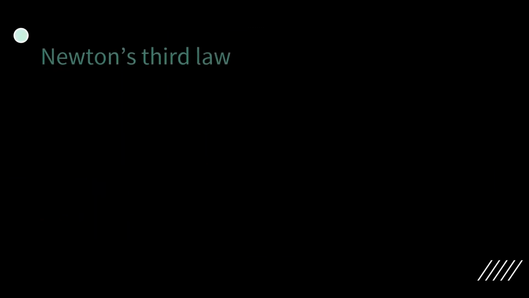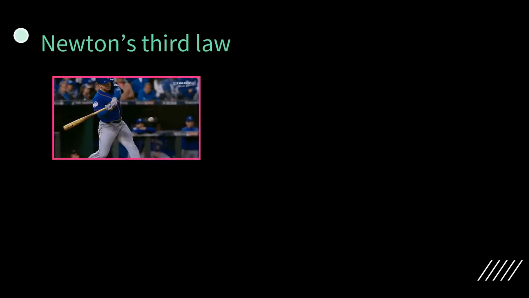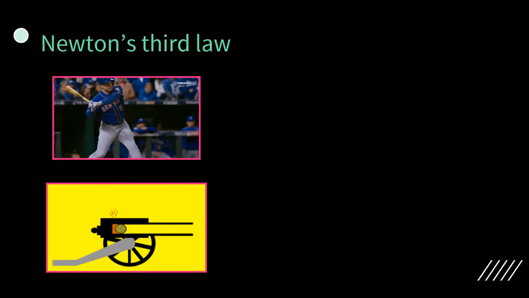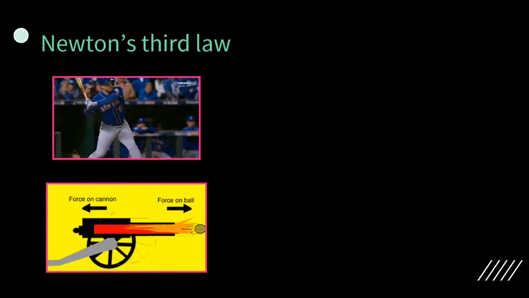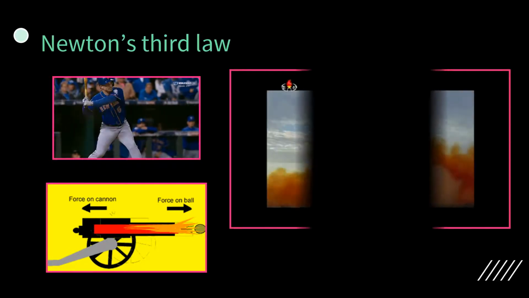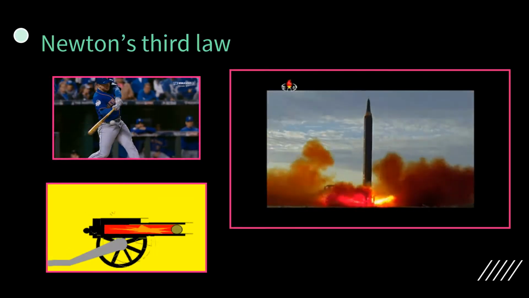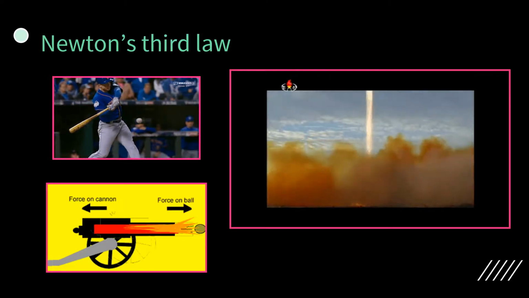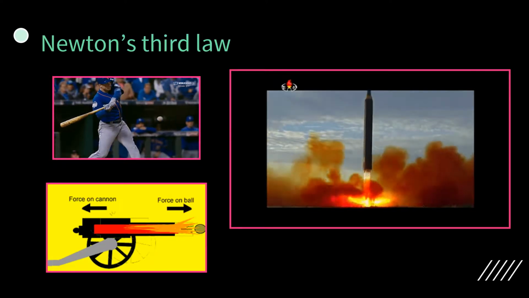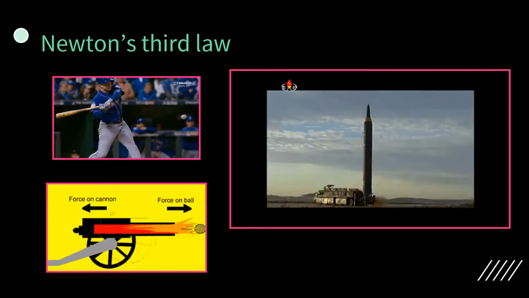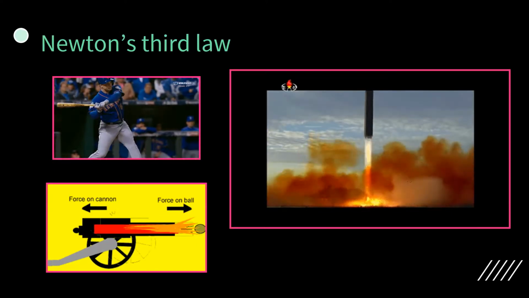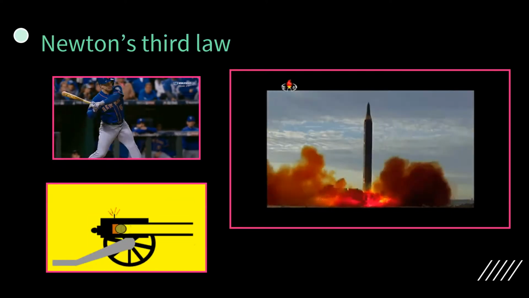Children, here are some examples of Newton's third law. See a batsman hitting a ball. The action is in one direction, but the reaction is in opposite direction. You see a cannon firing. So the force on the ball makes the cannon move backward. And propulsion of a rocket. The fuel exerts pressure towards the ground, but the rocket moves above the ground. These are some common examples of Newton's third law.